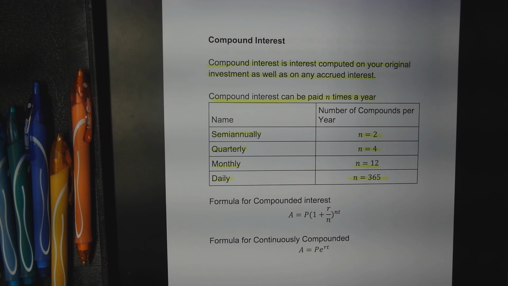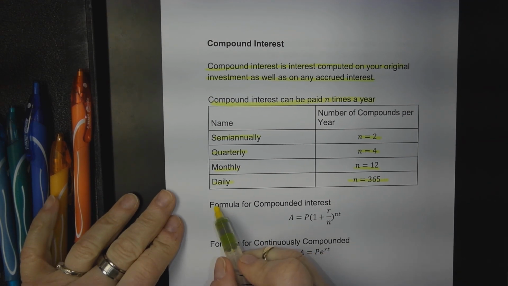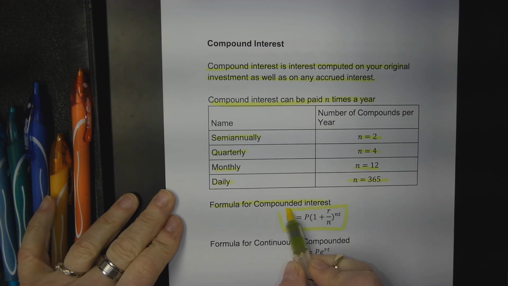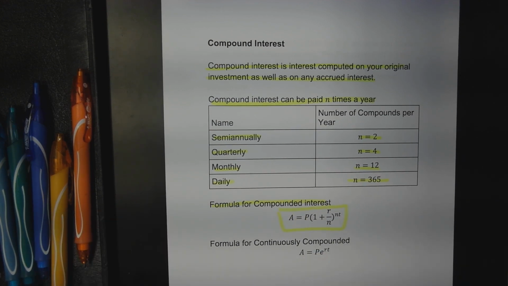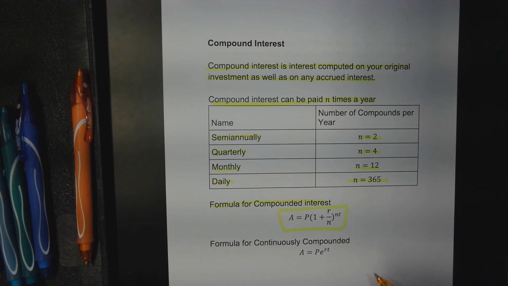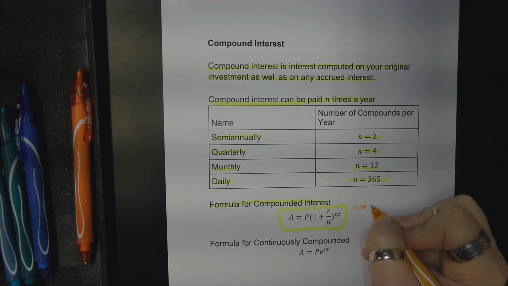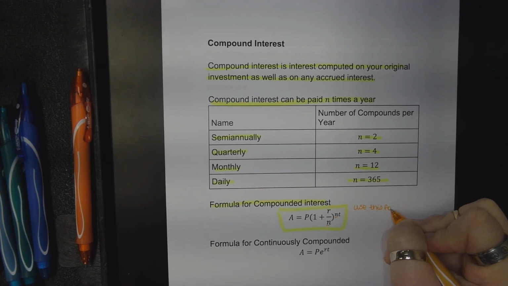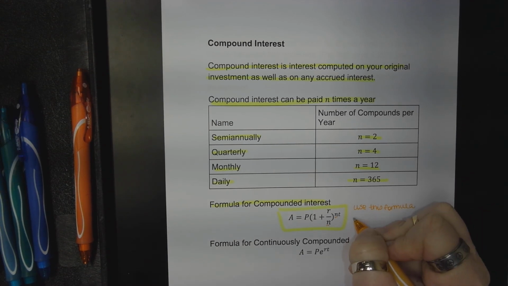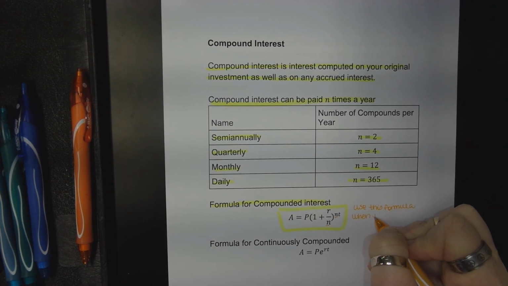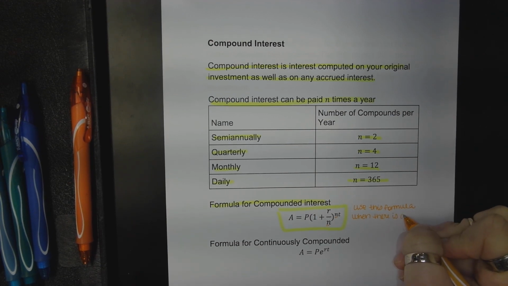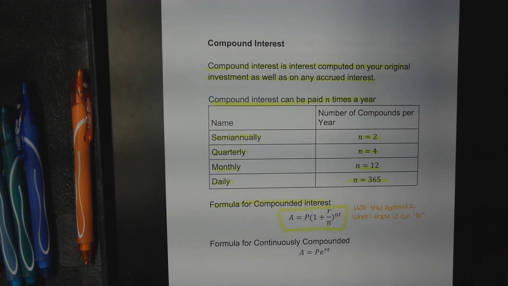There are two formulas. For compound interest, you have this formula: A equals P times (1 plus r over n), all raised to the nt. You use this formula when there's an n involved, okay? You see your n here. So use this formula when there's an n, okay?